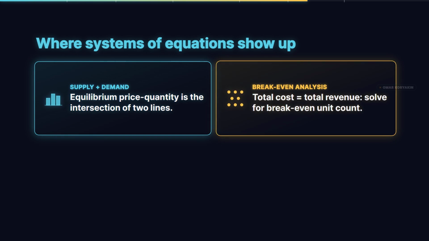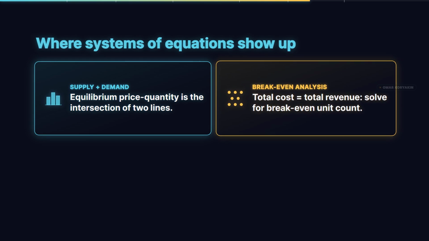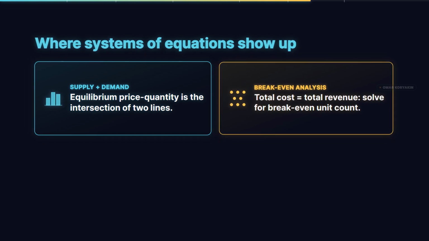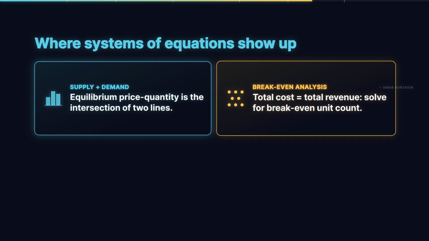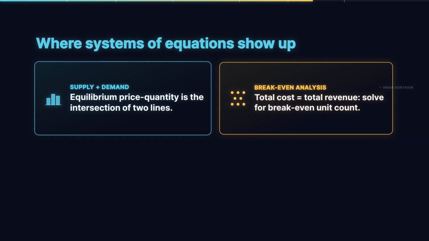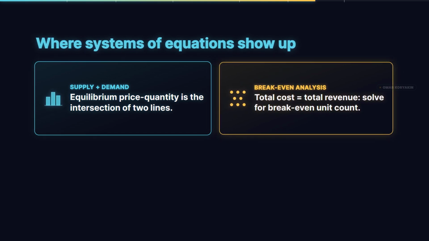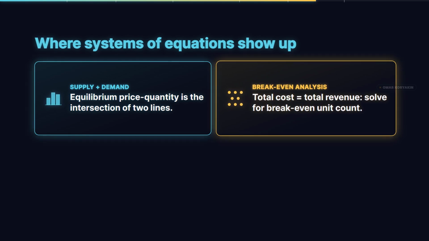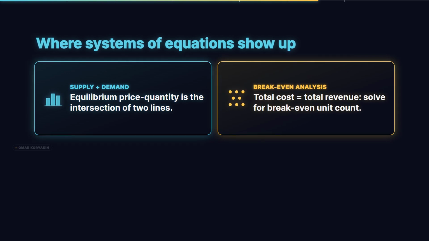In business break-even analysis, the break-even point is the unit count at which total revenue equals total cost. Total revenue and total cost are typically modeled as linear functions of units sold, and the break-even point is the solution to the system of 2 equations representing them. Pricing decisions, capacity planning, and many other business strategy questions depend on break-even calculations through systems of equations.